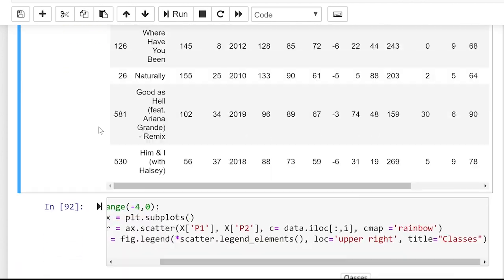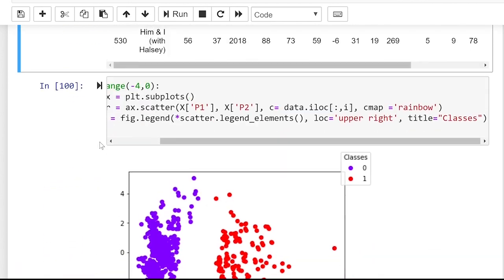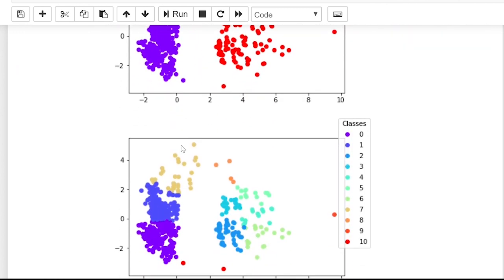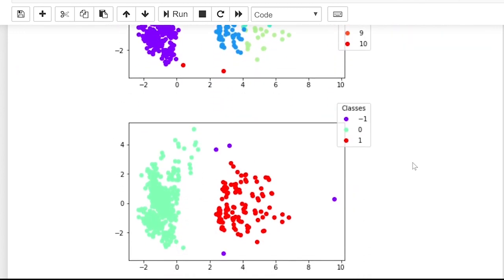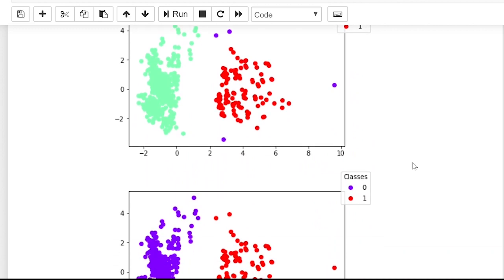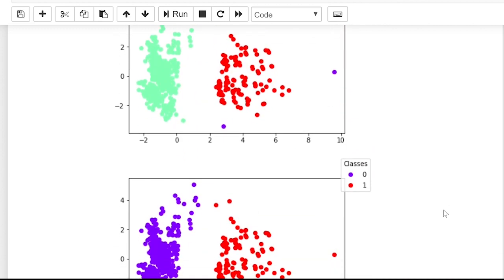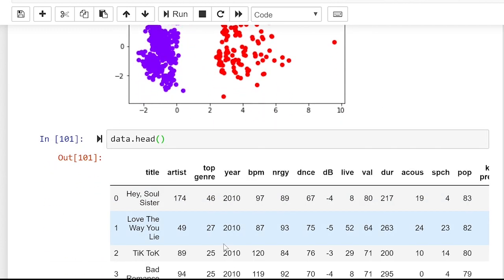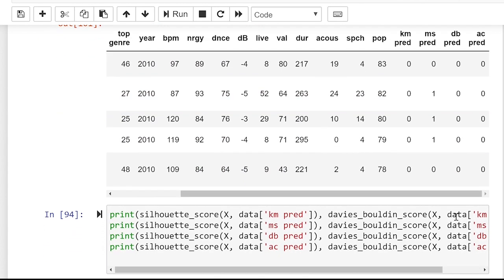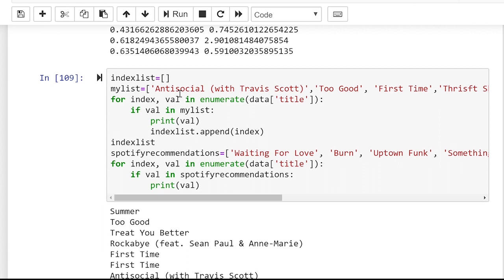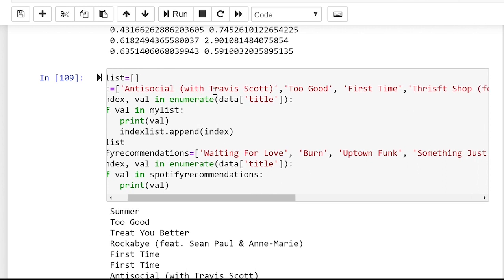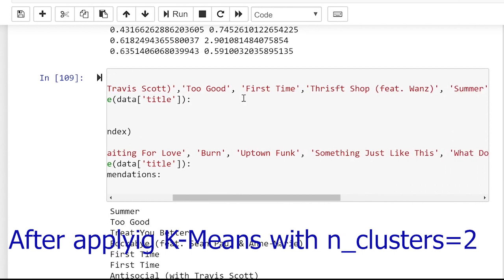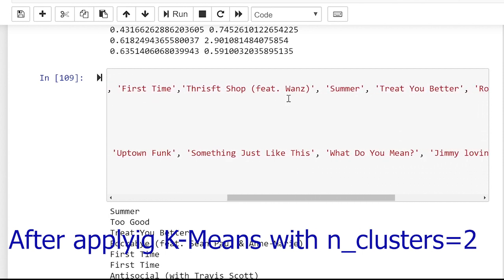I love that. It's so much more separable. These are the outliers. This is DBSCAN. This is agglomerative. This is how my data looks. At least we have consistency. Now I'm choosing all of my songs from cluster 0. All of these songs are in cluster 0.